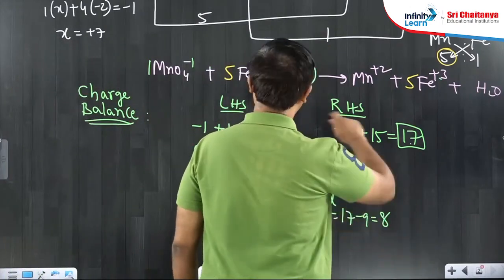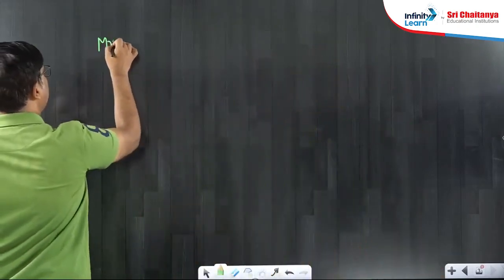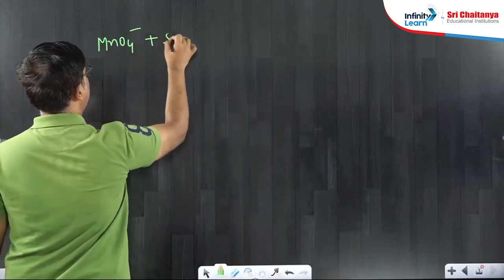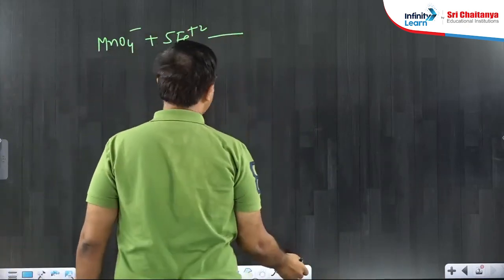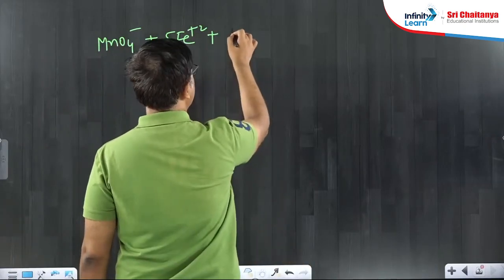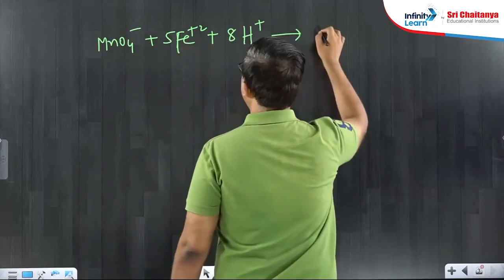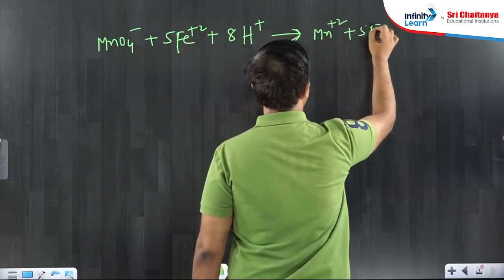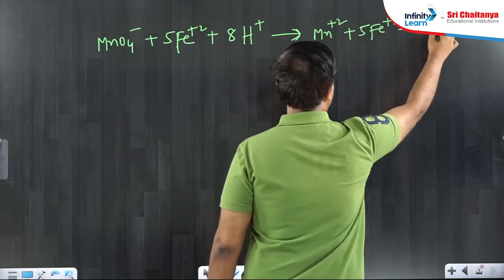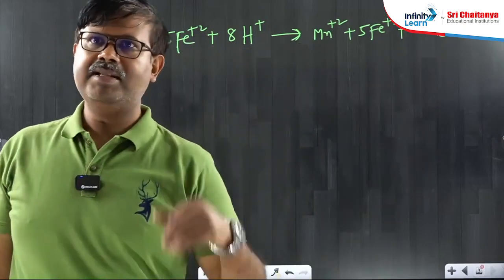Now I am going to the next page and write the equation again so that I can show you. So MnO4 minus, 5Fe plus 2, plus H plus. How many H plus do we have to add? 8 H plus. And Mn plus 2, 5Fe plus 3 and H2O. H2O is one more thing remaining, right? After this comes the last step.